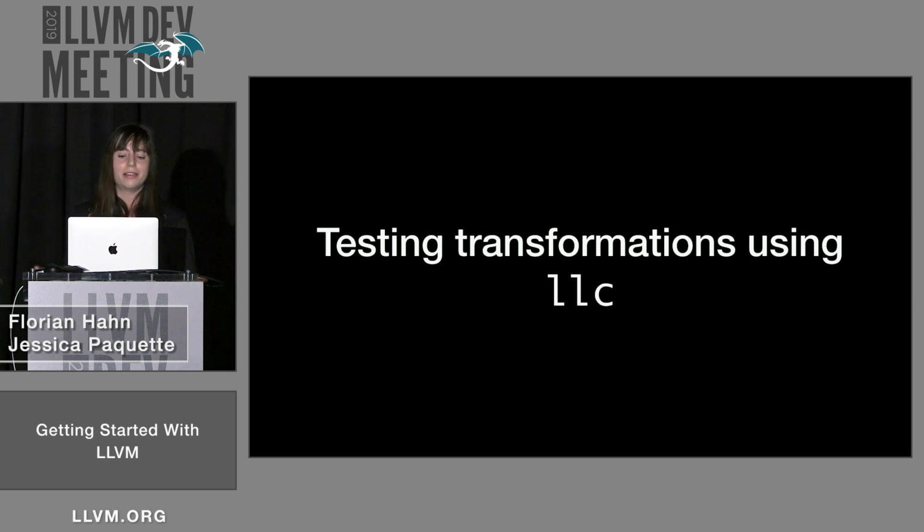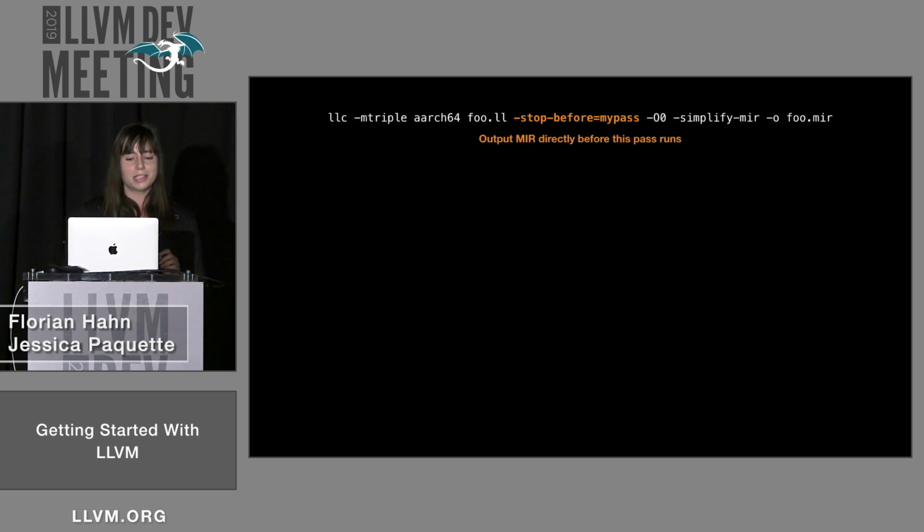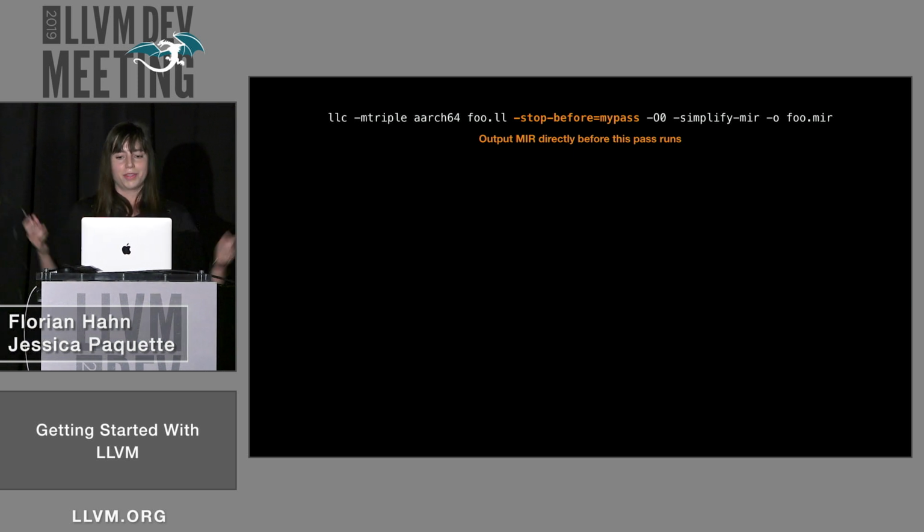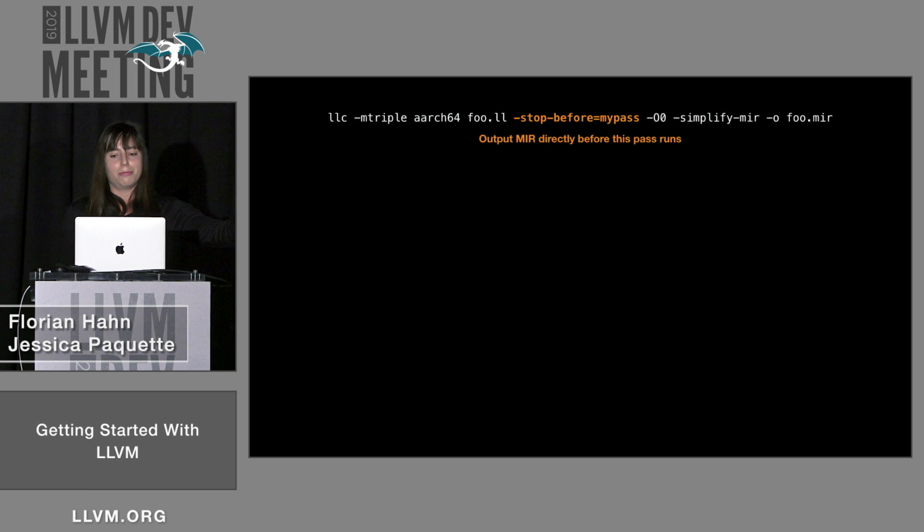So now that we have it, we might want a way to test that it actually works. CodeGen passes are tested using LLC. To get some MIR output from LLC, we can use stop before and stop after. You can use stop before to produce output directly before a pass runs.